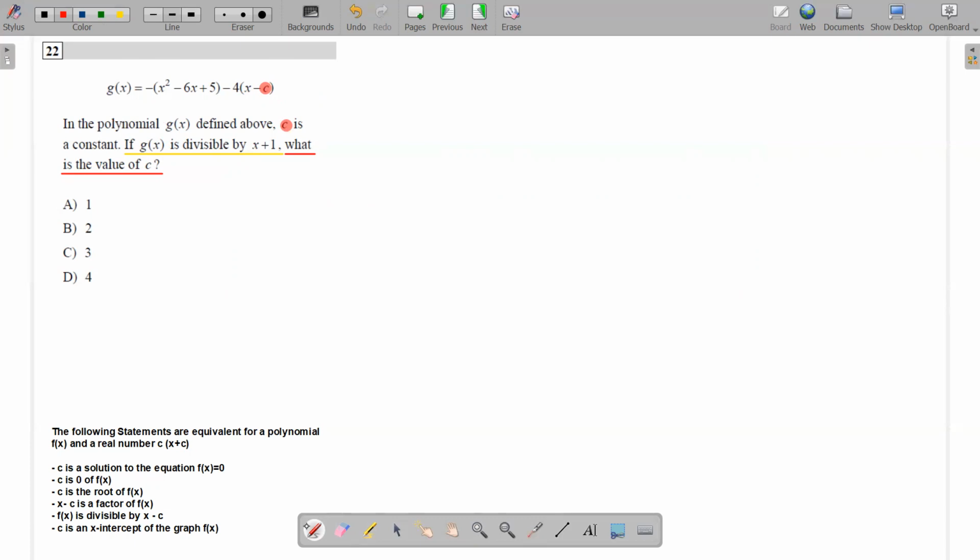Well, there are a series of statements that we can use to solve questions like this one. For example, this one right here. When the question is telling us that the function is divisible by a binomial, we can assume that that binomial will be a factor of the function. So we will take this binomial, x plus 1, and we put it equal to 0. And this tells us now that x will be equal to -1.